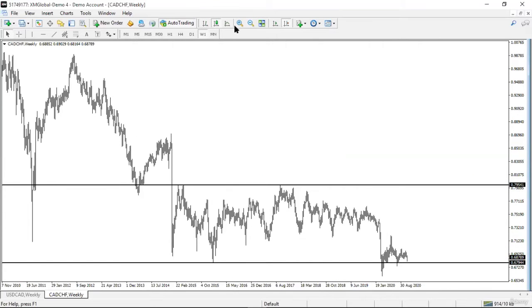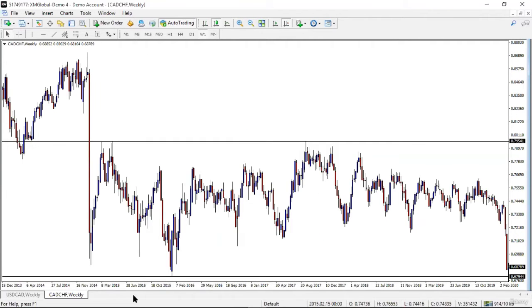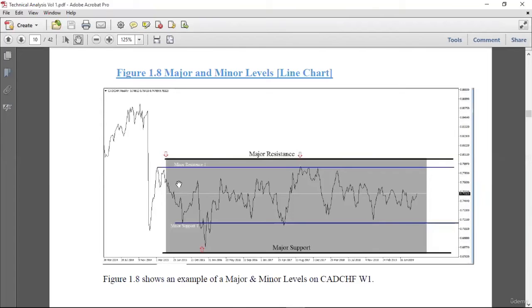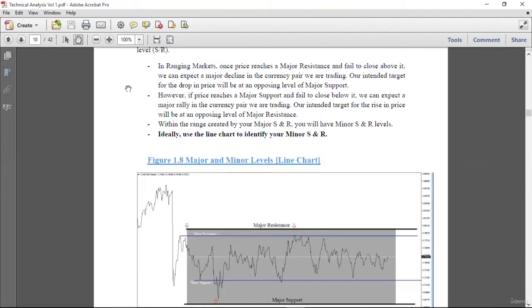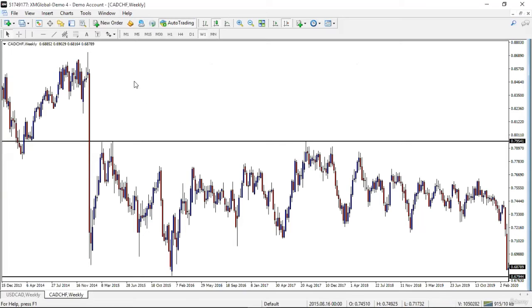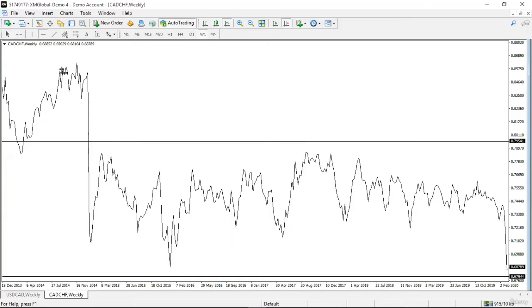In the book, I stated that if it tests, in a ranging market, once price reaches a major resistance and fails to close above it, we can expect a major decline in the currency pair we are trading. So this was our major resistance here. There was a retest here. It's just that I didn't use candlesticks here. But if you use candlesticks, okay, this is how it looked. It looked like this.